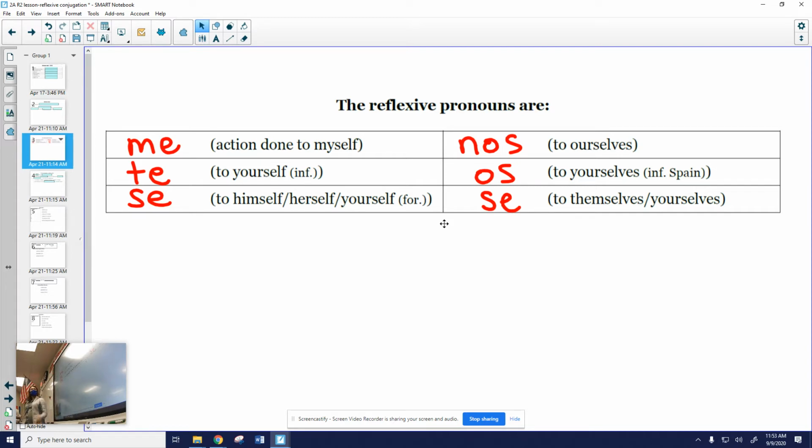Direct object pronouns are me, te, lo, la, nos, os, los, las. Indirect object pronouns, me, te, le, nos, os, les. These are reflexive pronouns. There are just about 1 million pronouns in Spanish.